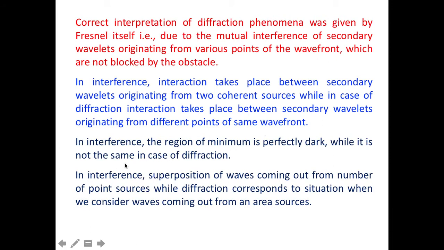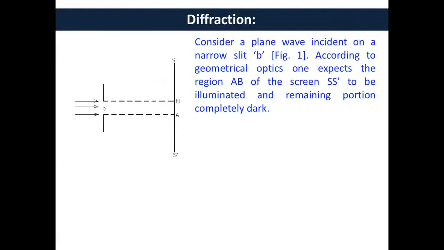Another difference is that interference is the superposition of waves coming out from a number of point sources. We have taken 2 point sources in interference, right? From the 2 point sources interference happens, but diffraction happens from an area of the sources. It means diffraction corresponds to the situation when we consider waves coming out from an area of the sources.